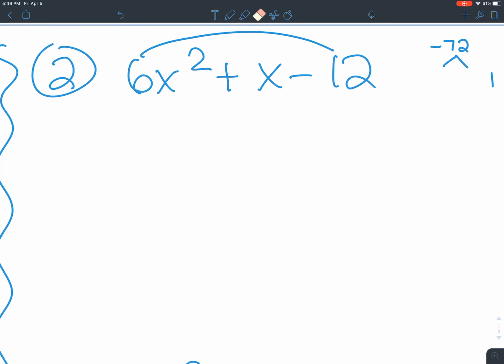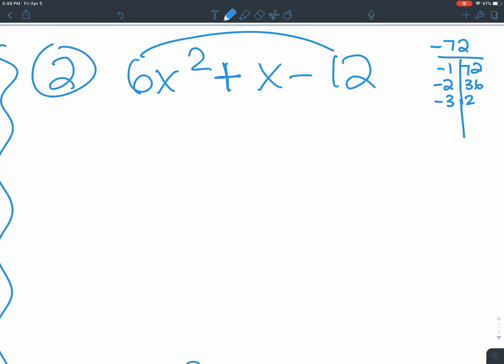Okay, now 72 has a lot of factors, so sometimes I find it more helpful to make a table of values and say, well, I know they need to add to a positive, so I'm going to make the bigger number positive and the smaller number negative. So 72 times -1, that doesn't add to +1, but I'm just going to keep going. Now, this can divide by 2, and we'll make it negative, and that would divide by 2 to give us 36. Those don't add.